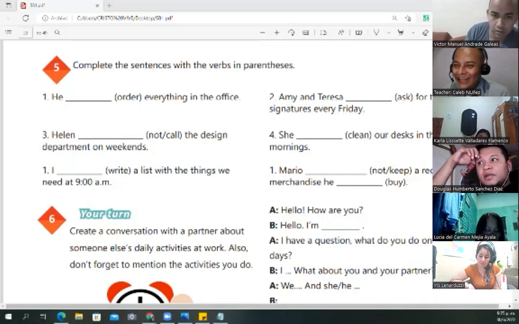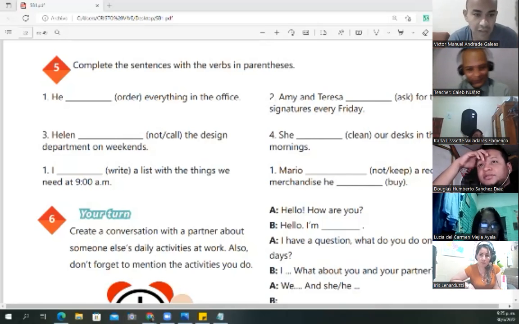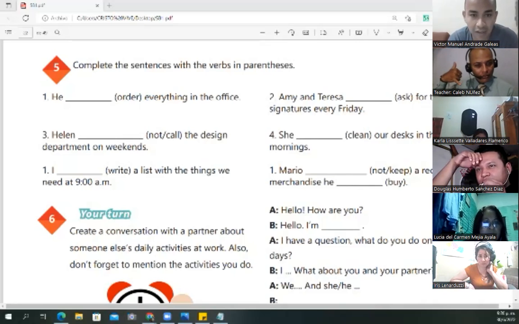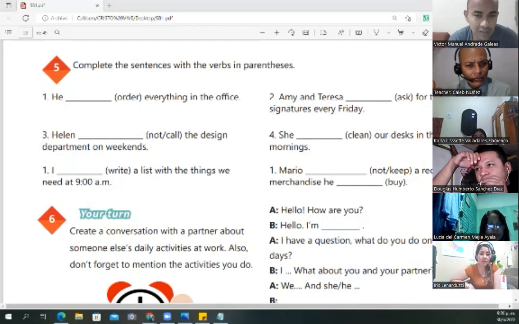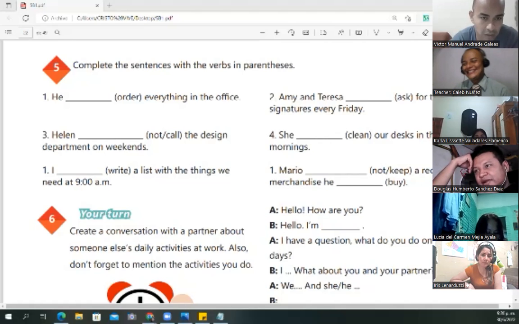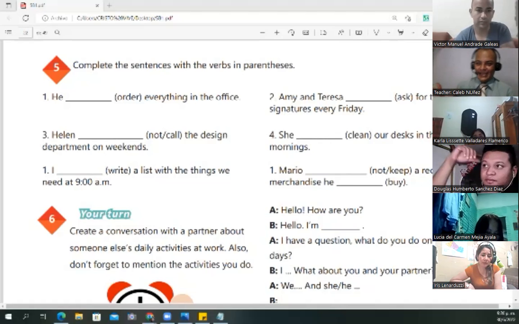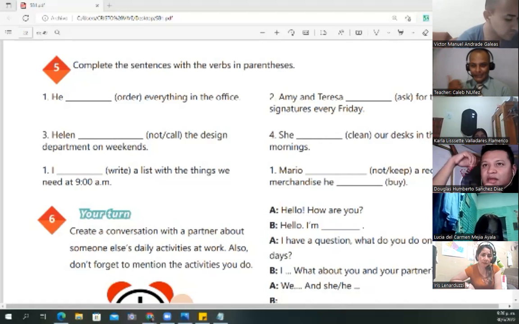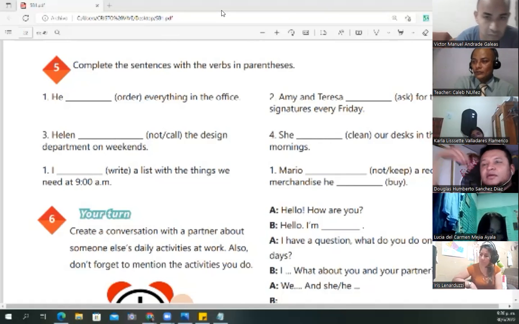Okay, about Helen. About Helen, do we have a volunteer? It's negative. Volunteers? Helen. Helen? Doesn't call the design department. Interpretation is que Helen no llama al departamento de diseño los fines de semana. Weekends. Ok, los weekends no los llama porque no trabajan ellos, pero los otros días.